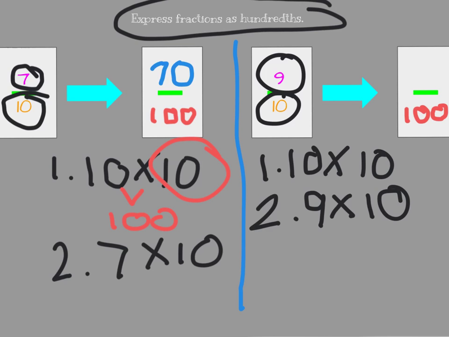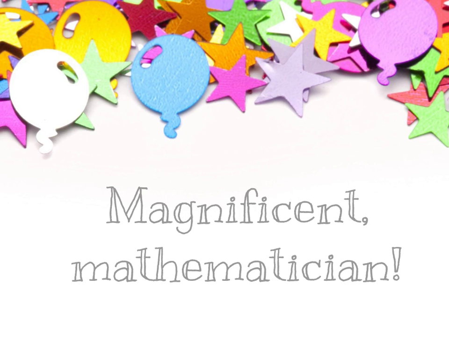because we are going to do the same thing to our numerator as we did with our denominator so that we have equivalent fractions, so that the same portion of the whole is taken away. So 9 times 10 is 90. So we're going to express the fraction of 9/10 as 90/100. Great job. You are a magnificent mathematician.